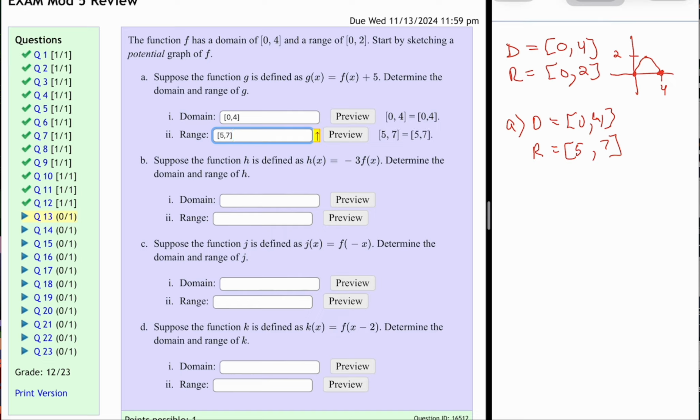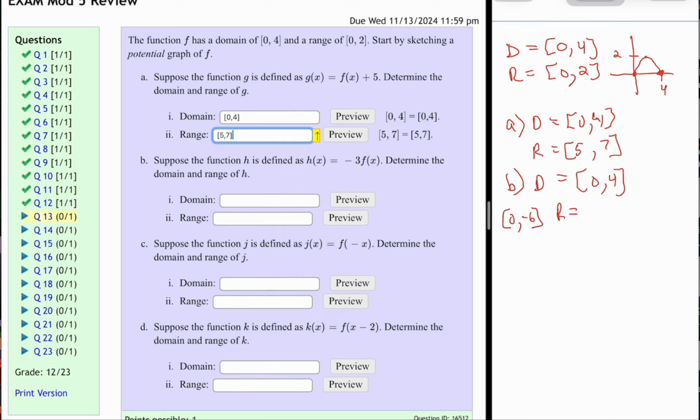Now let's look at B. B says we have a negative 3 on the outside of the function. Earlier I mentioned anything on the outside of the function is going to change the range. So we need to multiply that range by negative 3. Now the domain is still going to be 0 to 4. Haven't changed it. But if you multiply 0 by negative 3, you get 0, and if you multiply 2 by negative 3, you get negative 6.